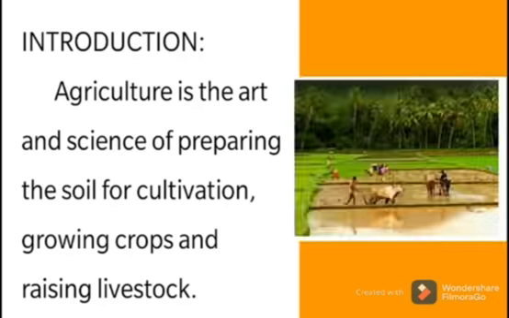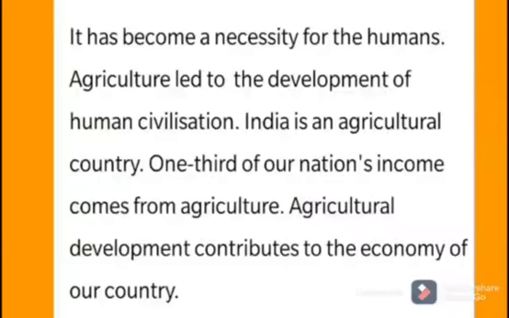Introduction. What is agriculture? Agriculture is the art and science of preparing the soil for cultivation, growing crops and raising livestock. It has become a necessity for humans. Agriculture led to the development of human civilization. India is an agricultural country. 1/3 of our nation's income comes from agriculture. Agricultural development contributes to the economy of our country.